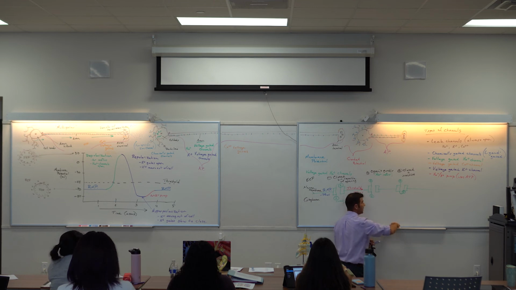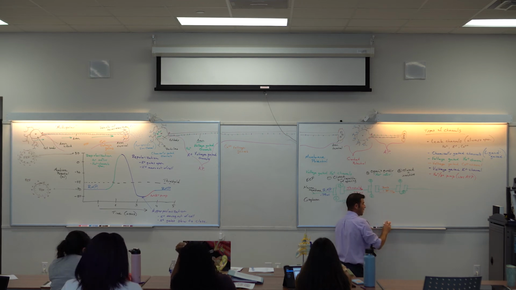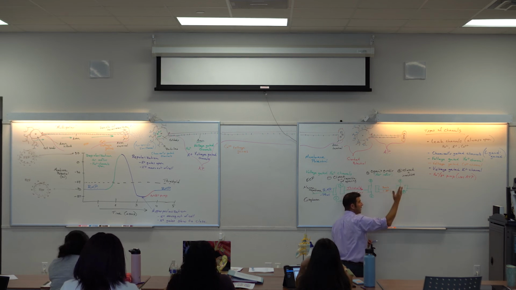What allows us to close this channel is when we hit the peak of that action potential, plus 30 millivolts. When our cell hits this plus 30 millivolts, those sodium gates close very quickly. And so now sodium can no longer move into the cell. This gate is now closed off.